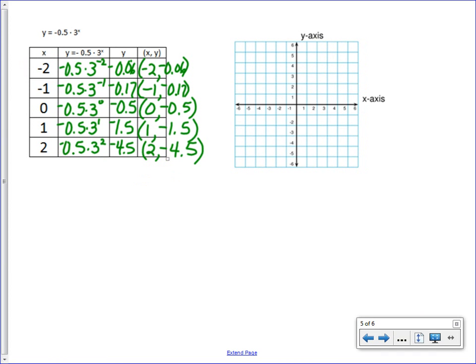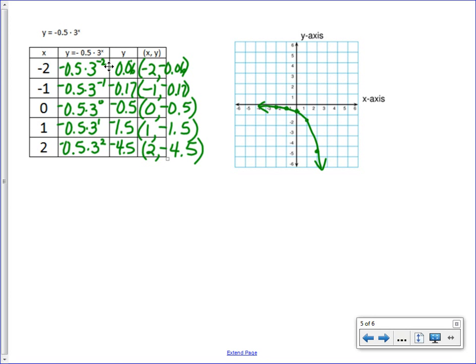All right, so graphing this model. At negative 2, we've got a point almost right on the line. Likewise, at negative 1, 0.17 is even closer to the line than I'm able to show it. At 0, negative 1/2. At 1, it's negative 1.5. And at 2, it's negative, let's see, 1, 2, 3, right here. So once again, this is a good example of a decreasing model.